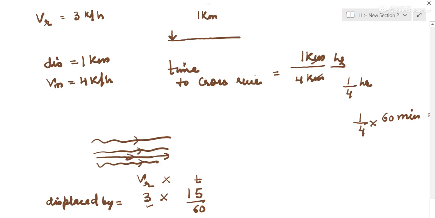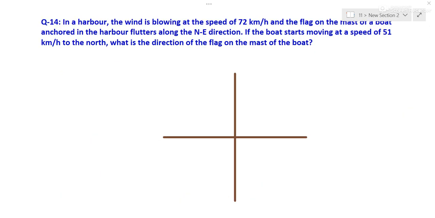The river is flowing this side, so the river will displace him this side by its speed, within the given time of 15 minutes. We'll convert 15 by 60, so the distance is 3 times 15 by 60, that is 45 by 60, which is 0.75 kilometer. This will be the lateral displacement. Let us see the next question.